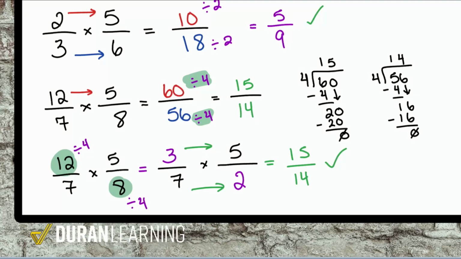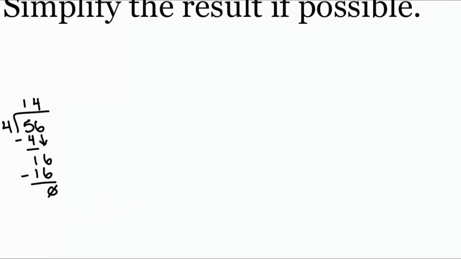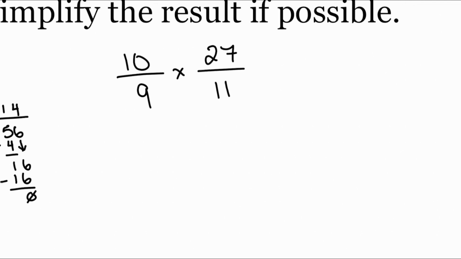I got you. So with that said, everybody, I want you to try one on your own here, and then we'll do it together. Let me write the problem out. The problem that we will do is 10 over 9 multiplied by 27 over 11. Let's go ahead and give this a shot, everybody.